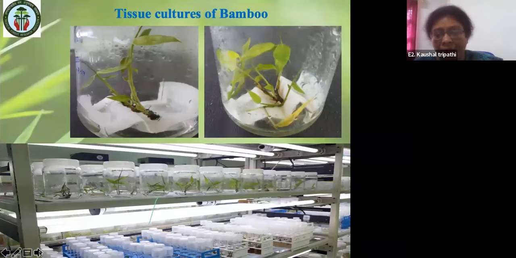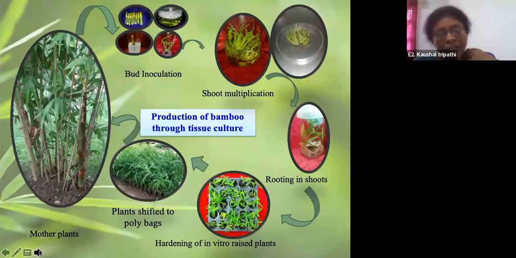This is again the view of our tissue culture lab with the cultures of bamboo. Next slide, please. And this is the cycle of the process of production of plants through tissue culture. These are the buds we use. That is the shoot multiplication and rooting, and then hardening of the plants and production of plants of bamboo through tissue culture.